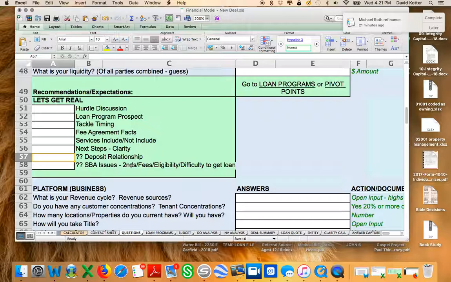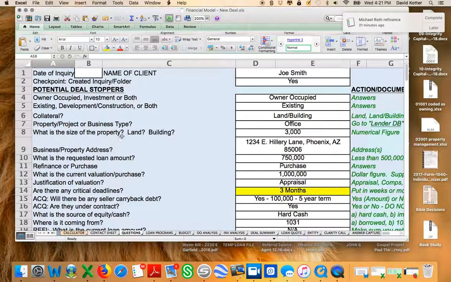I want to talk to them, if it's an owner-occupied deal, if they're open to setting up a deposit relationship with a bank. That's a big deal. And then also on an SBA loan, which we'll talk about later, are there any issues like fees, taking a second on some of these home things that might become problematic. So that is your education for starting a new deal and just going through the potential deal stoppers.